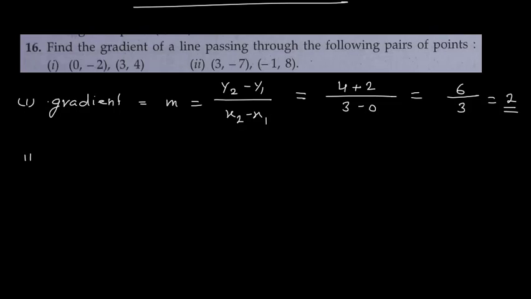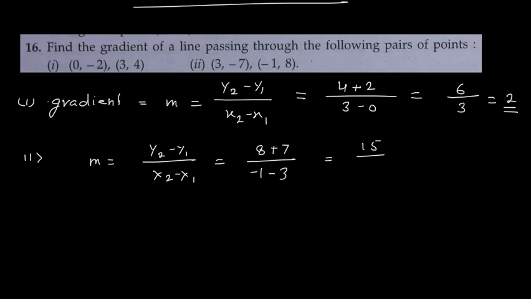So gradient is 2. In the second problem, gradient m is equal to, the formula is y2 minus y1 upon x2 minus x1. Okay, you can solve this. 8 minus minus, it will become plus, upon minus 1 minus 3. So this is 15 and this is minus 4. So we say that this is minus 15 divided by 4.